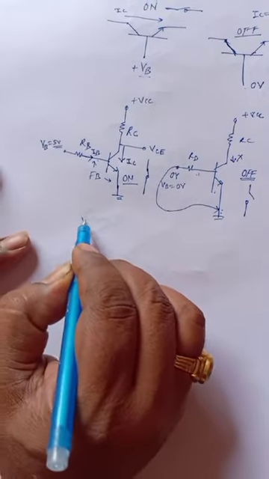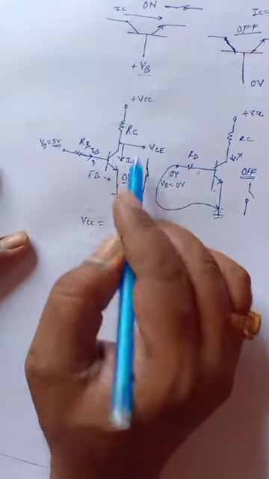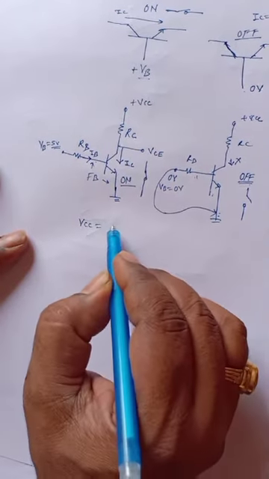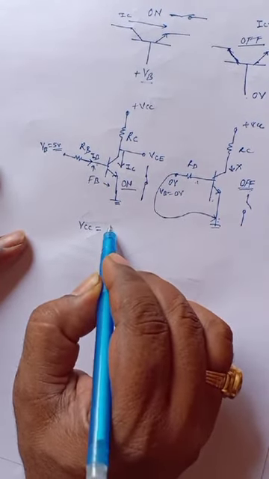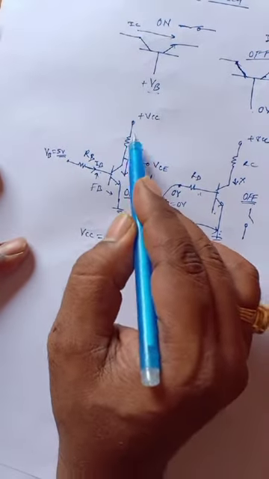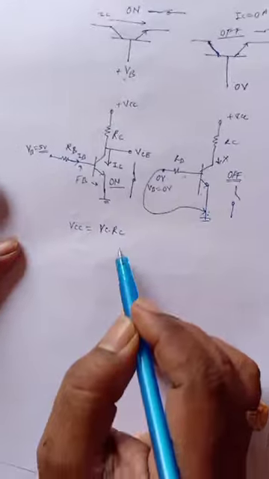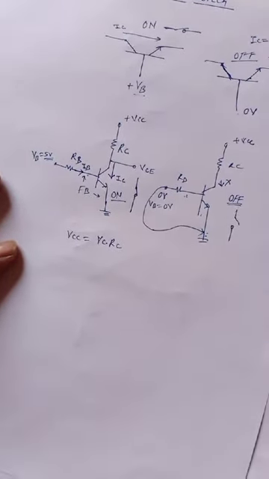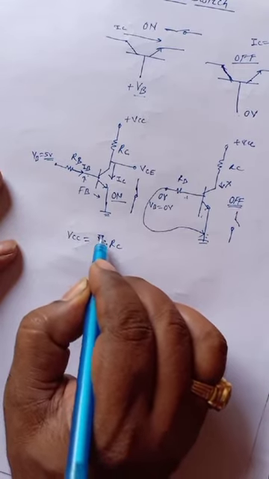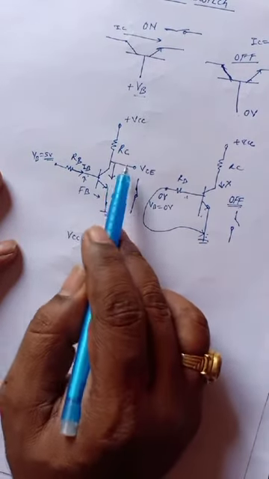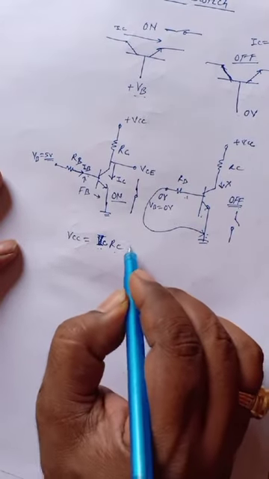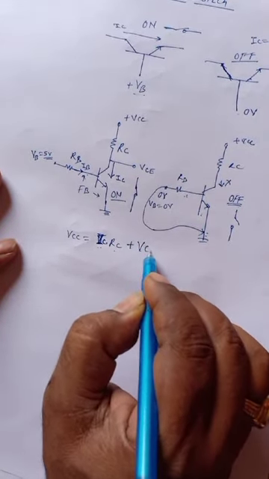Okay, so we know that VCC is equal to, what is VCC equal to? Voltage across RC plus voltage across the transistor. So it is the voltage drop across RC. What is the voltage across RC? I into R. So IC into RC plus VCE.